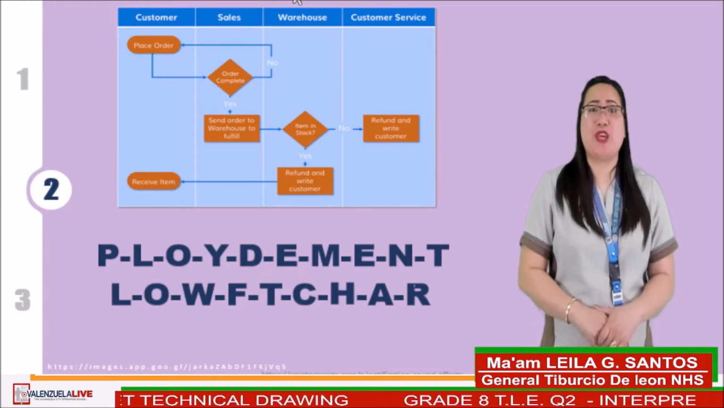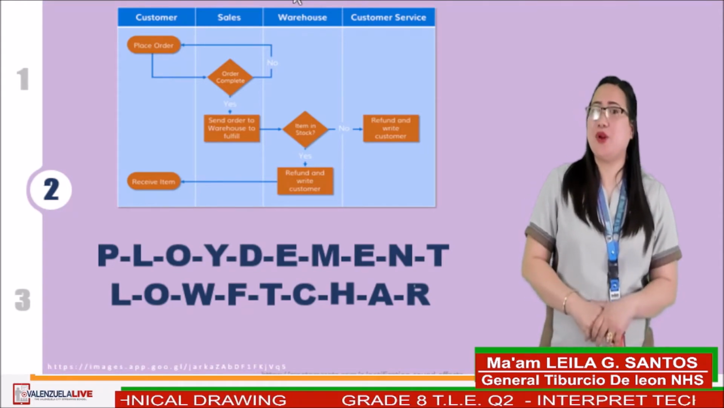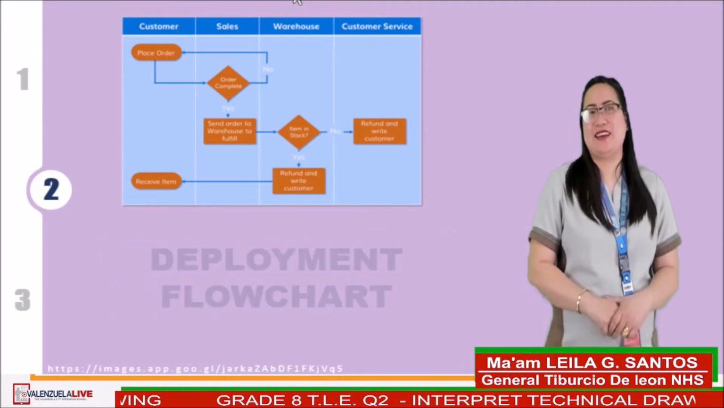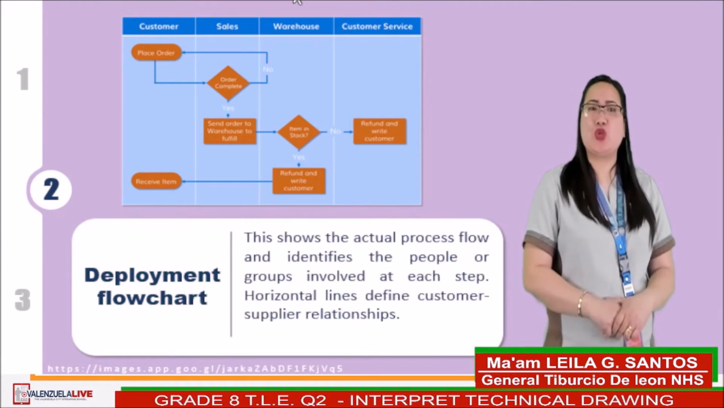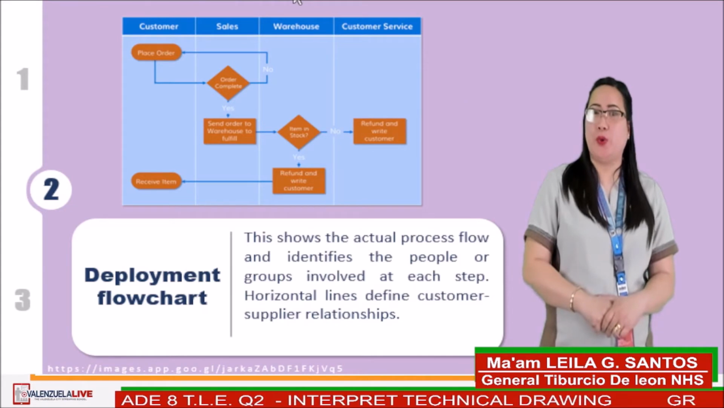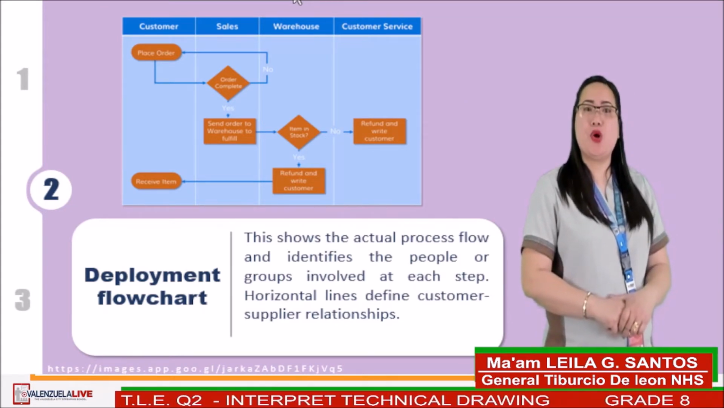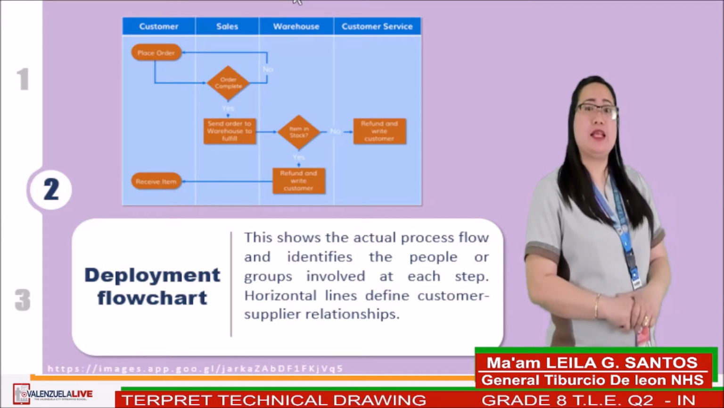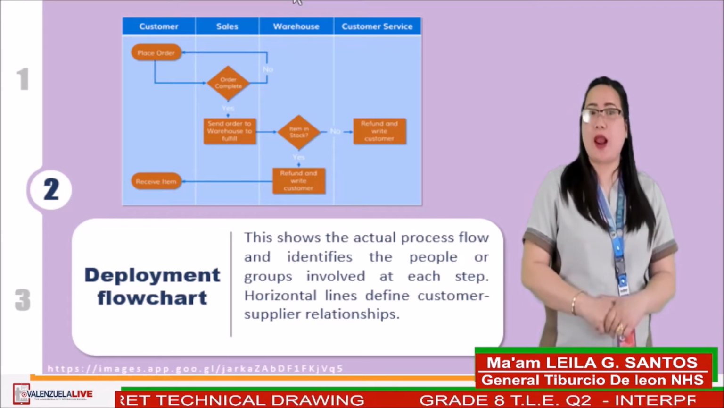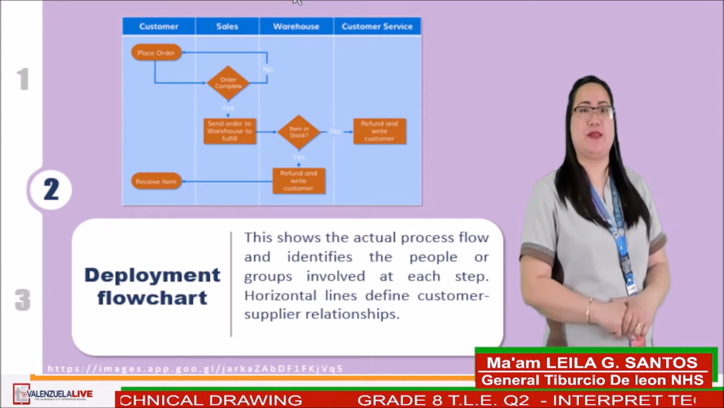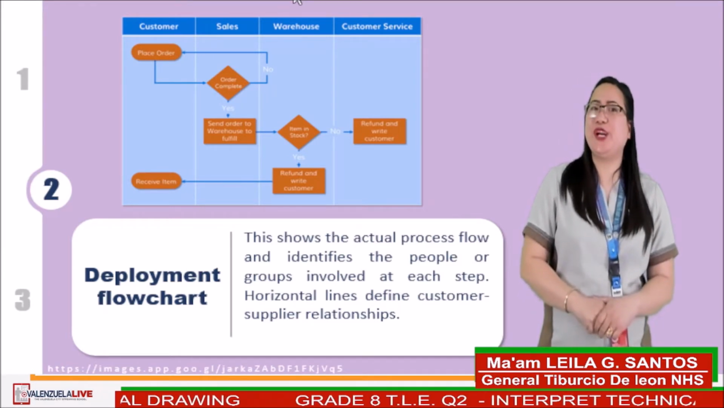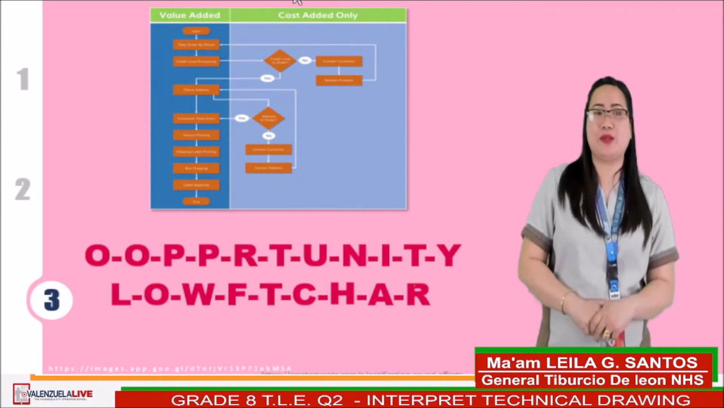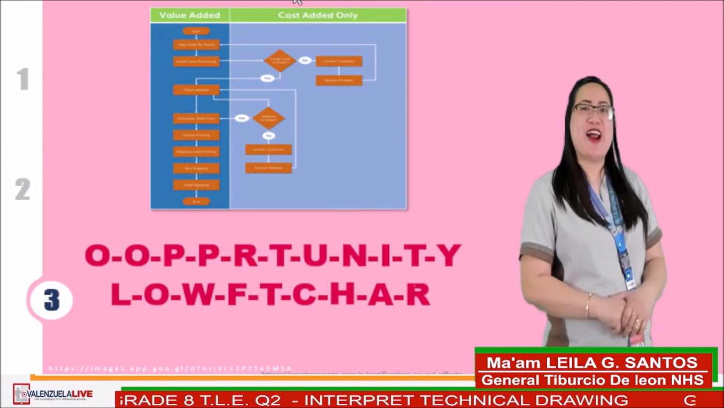Time's up! If your guess is deployment flowchart, great! Your guess is correct. Deployment flowchart shows the actual process flow and identifies the people or groups involved at each step. Horizontal lines define customer-supplier relationships. How about the third type? This type consists of the following letters. Your timer starts now.